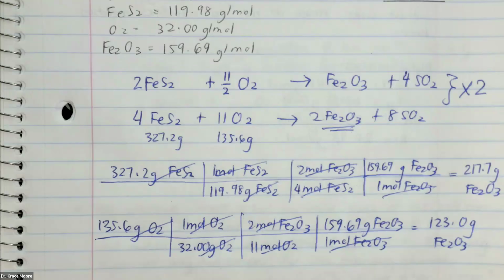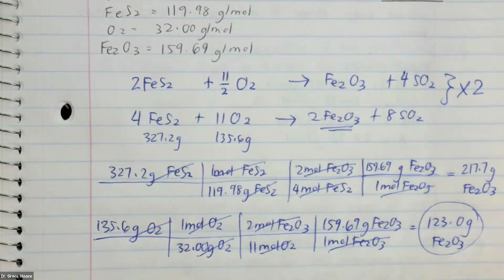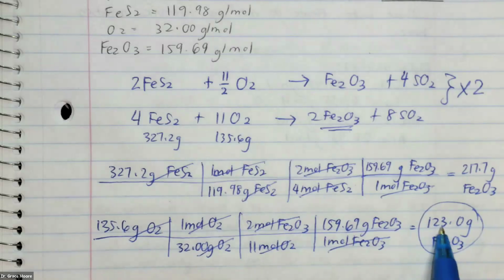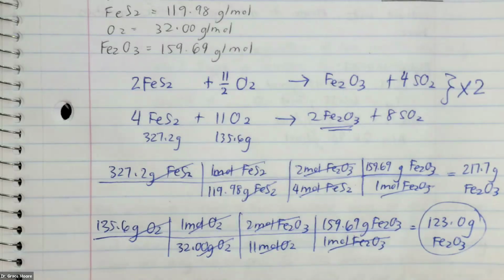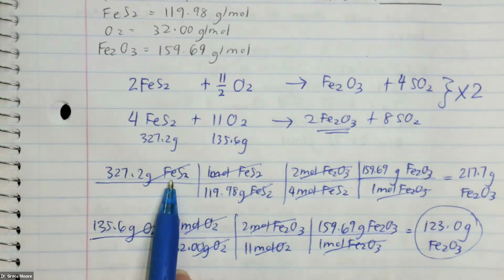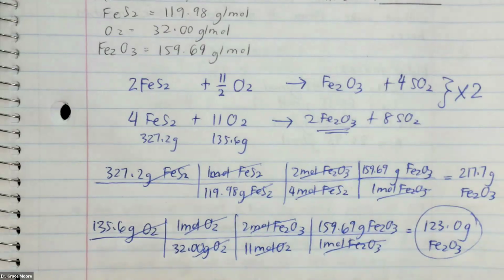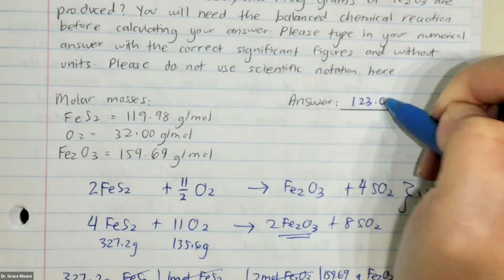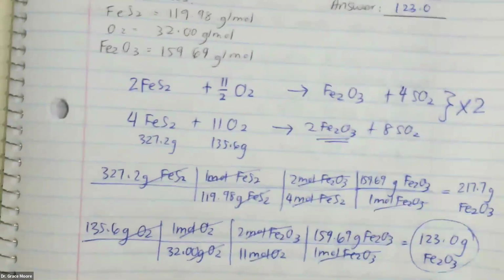Now, comparing these two options here, my answer of theoretical yield is going to be 123.0 grams. That's because once I run out of oxygen, I can't really make more than 123 grams of my product because I don't have enough oxygen to keep going. Okay, so oxygen is limiting. In this case, FeS2 is going to be our excess. Put the answer here, and then we can go to the next question.